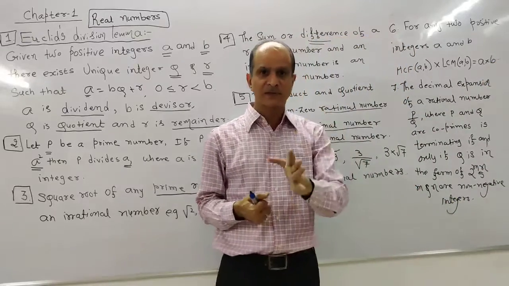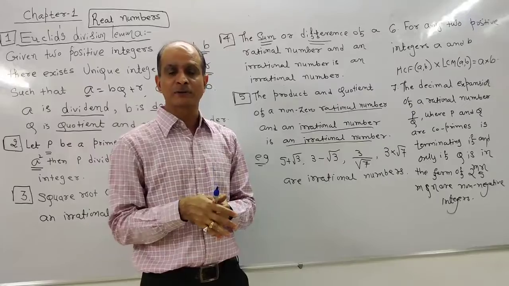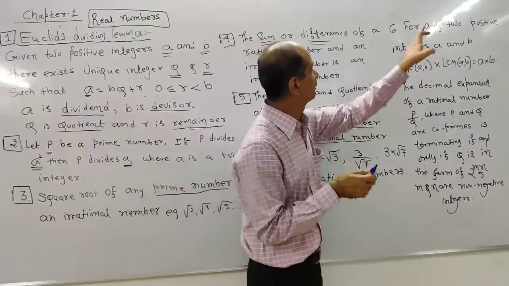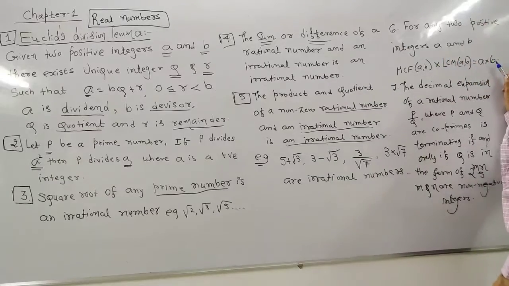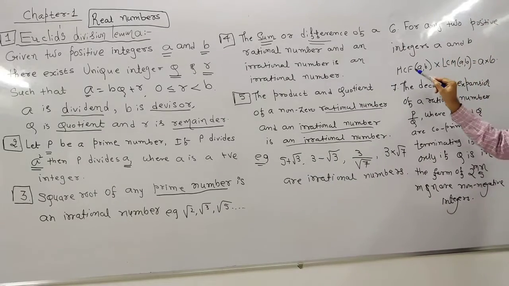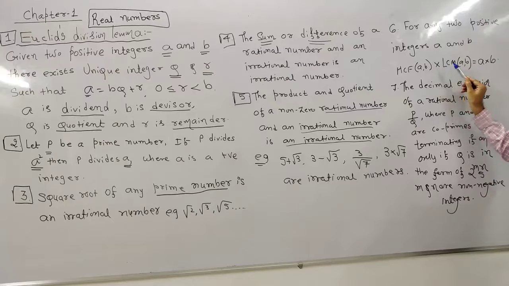Sometimes HCF is given to you, LCM is given to you. One number is given to you, the other number is not given to you. So here you can write one number a is equal to HCF of a and b into LCM of a and b upon b.